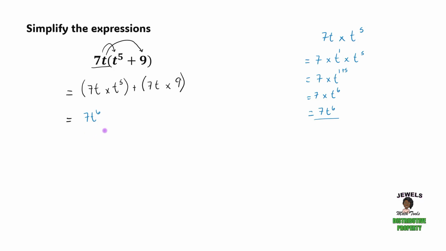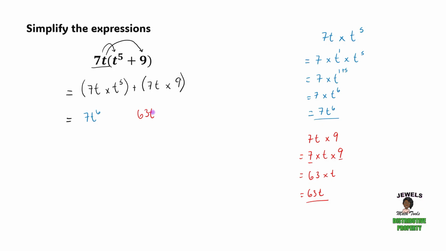And now we're going to simplify our second parenthesis. And in this parenthesis, we are simplifying our 7t times 9. And remember that 7t means 7 times t, which is also being multiplied to 9. And we're now going to multiply our numbers or our constants together. So 7 times 9 is equal to 63. And 63 times t will equal to 63t.